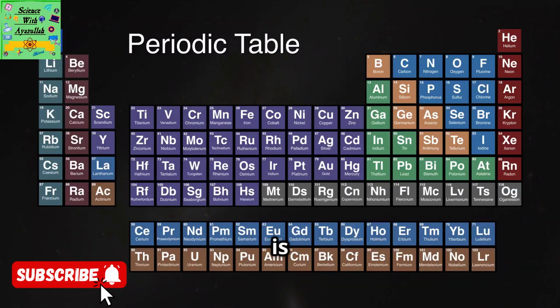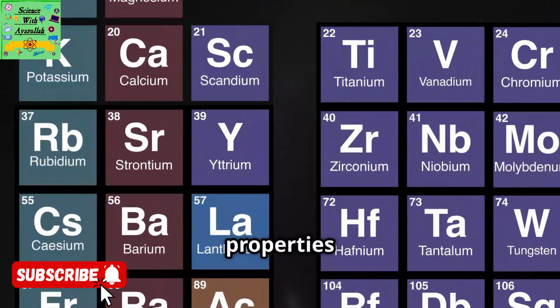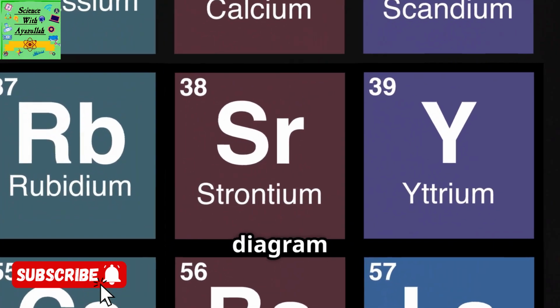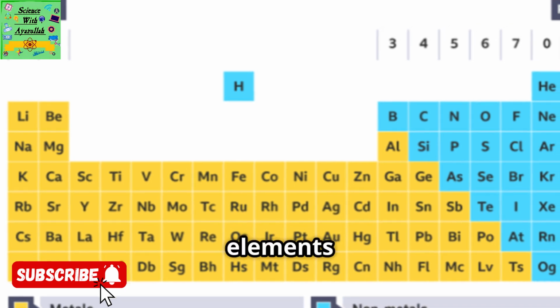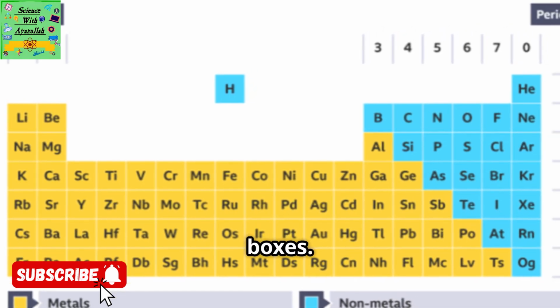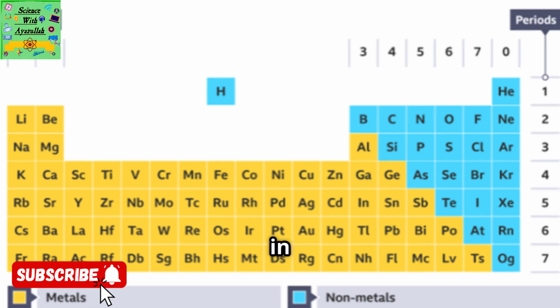The periodic table is organized so that elements with similar properties are close together. In the diagram of the periodic table, all the elements that are metals are in yellow boxes. All the elements that are non-metals are in blue boxes.